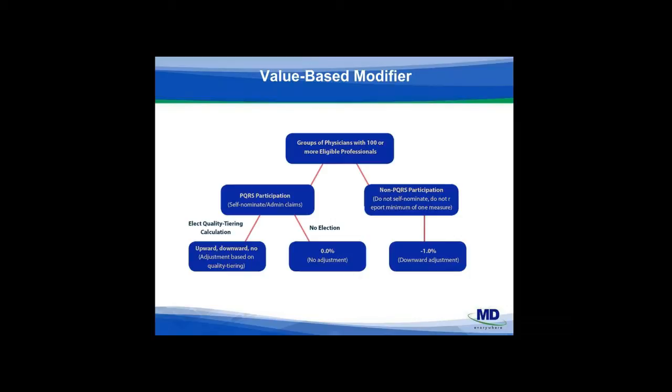Practices that reported PQRS in 2013 and elect quality tiering in 2013 to calculate their value-based modifier will have the opportunity to earn an upward payment adjustment for high performance, meaning high quality and low cost, and be at risk for a downward payment adjustment for poor performance of low quality and high cost. The value-based modifier scoring methods focus on how the group's performance differs from the national benchmark on a measure-by-measure basis.